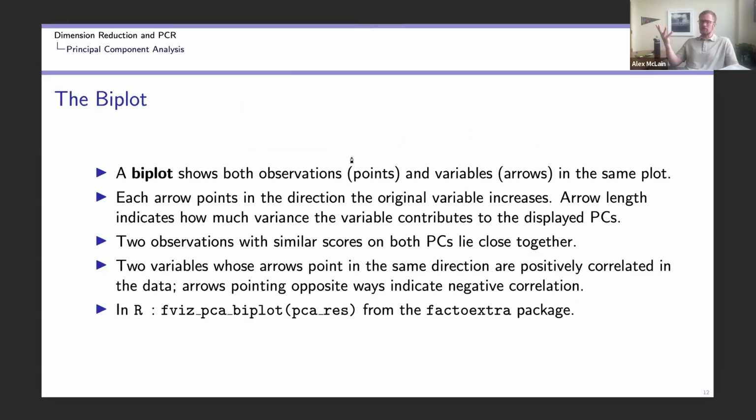Then, of course, we commonly will display the loadings graphically. A biplot is a common way to do this, where you show the observations, points, and sometimes the variables as well on the same plot. In the figures that have the variables, those will be arrows. It'll show what direction the original variable is related to in terms of the PC. Two observations with similar scores on both PCs will lie close together.